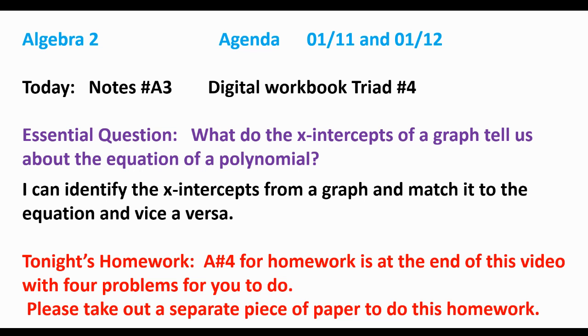Hello, Algebra 2. Here's today's agenda. You'll have notes today and homework today. So you'll need two different pieces of paper.